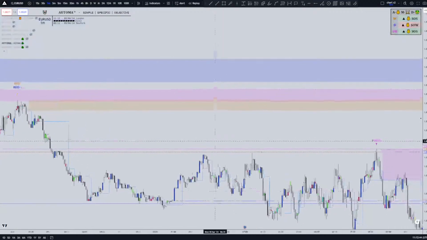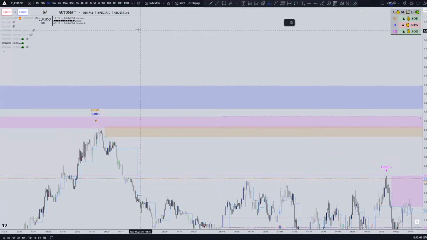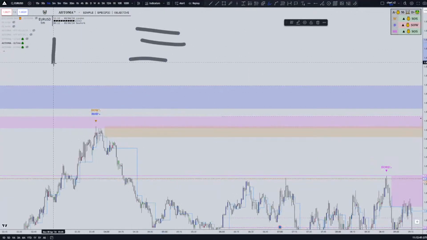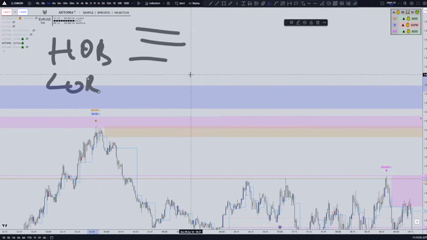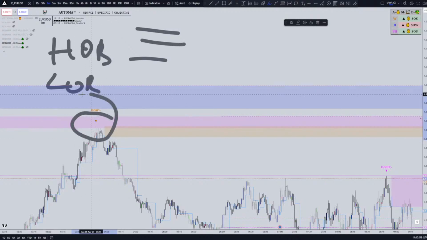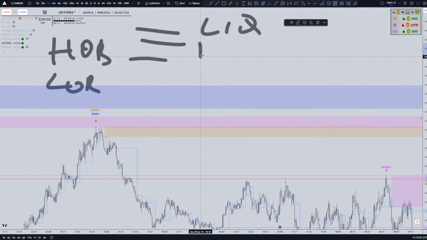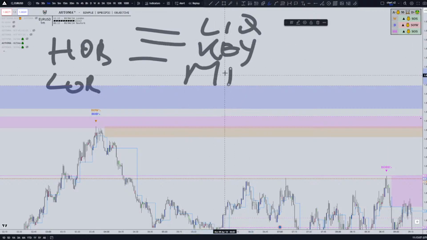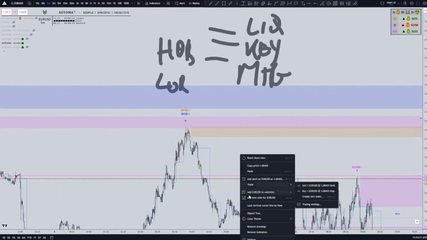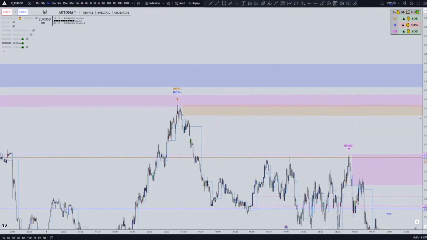Because remember what they said, there is only 3 places where high of the range, low of the range can terminate, right? So this high or low can terminate in 3 places, either at liquidity sweep, either at key level, or either at mitigation. So in this case, you know, I don't have a switched on.